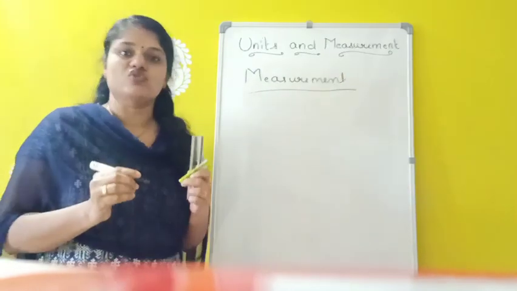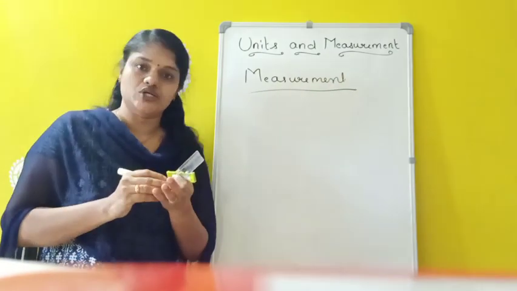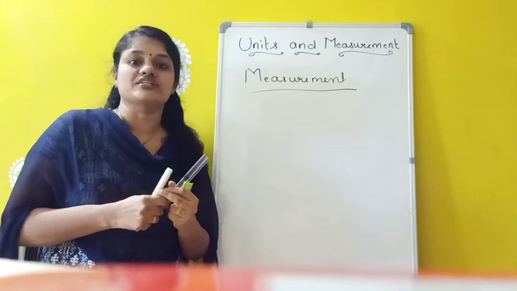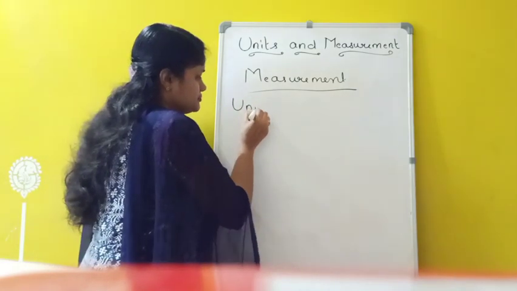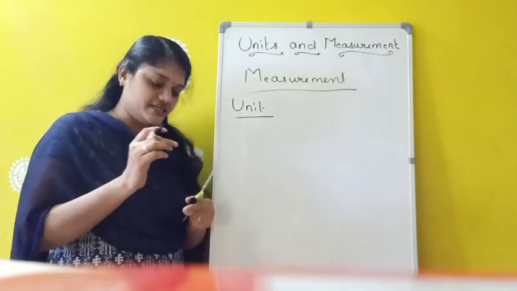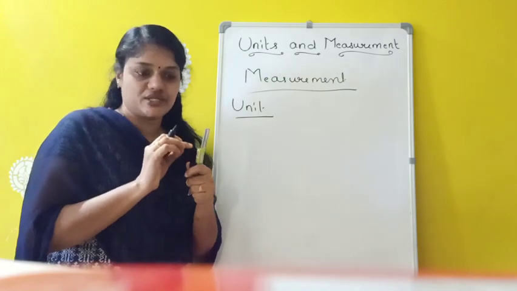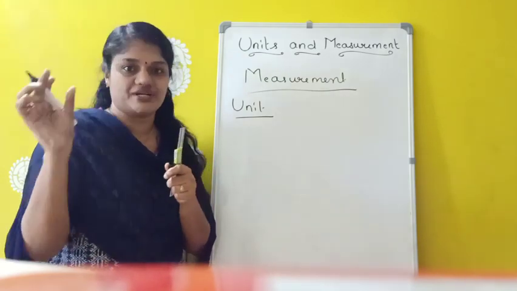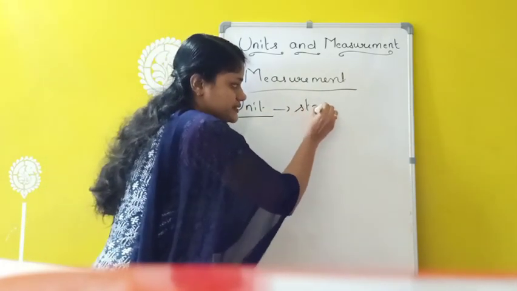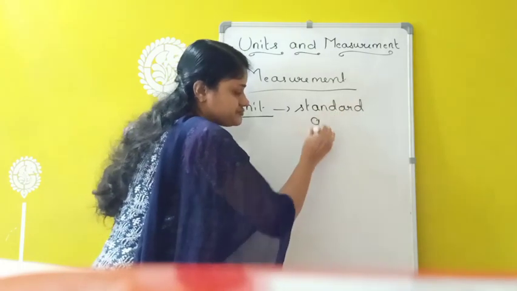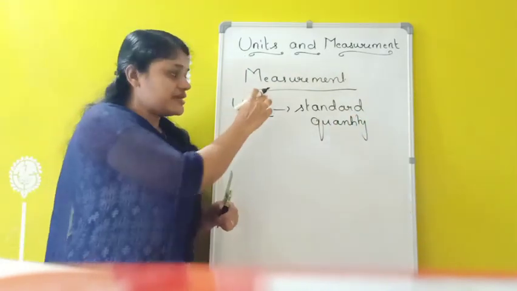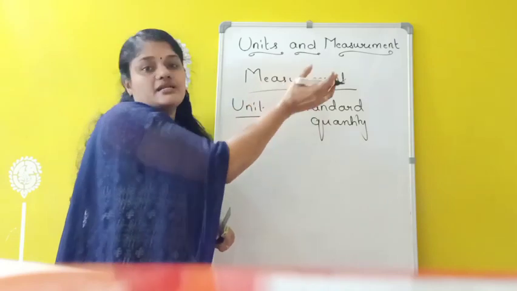So measurement mainly involves comparison of unknown quantity with a known quantity, and that known quantity or the standard quantity used for measurement can be called the unit. So unit is the chosen standard of measurement which has the same nature as that of the object to be measured. In order to measure an unknown object, we need one standard quantity, and that standard quantity is called which one? Unit. So unit is the standard quantity used for measurement.